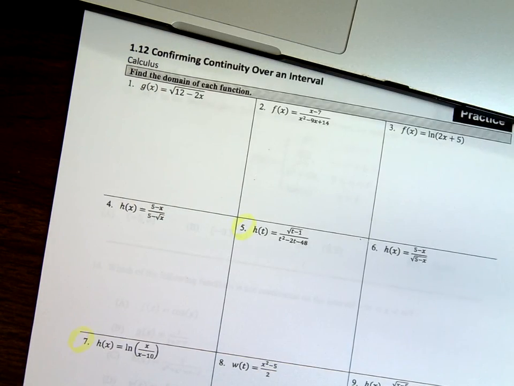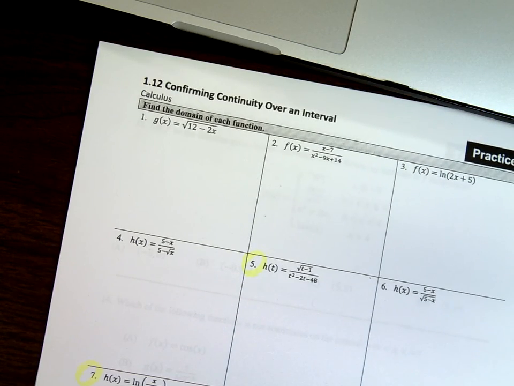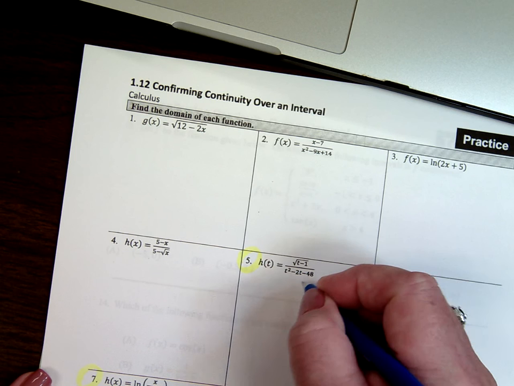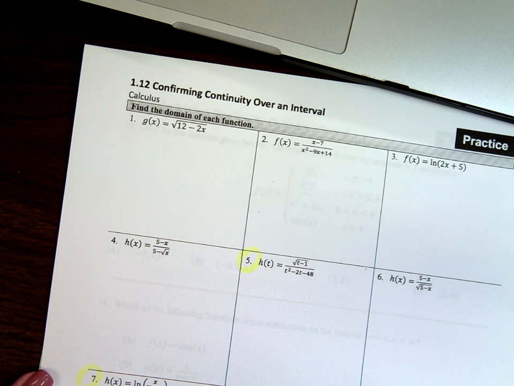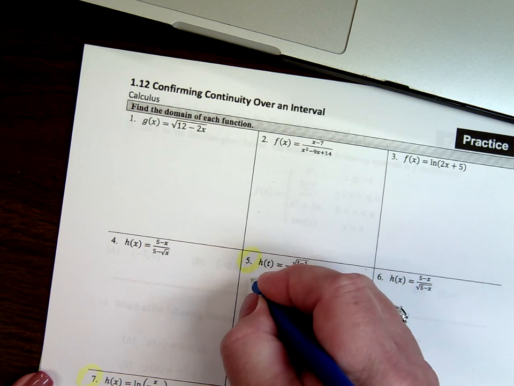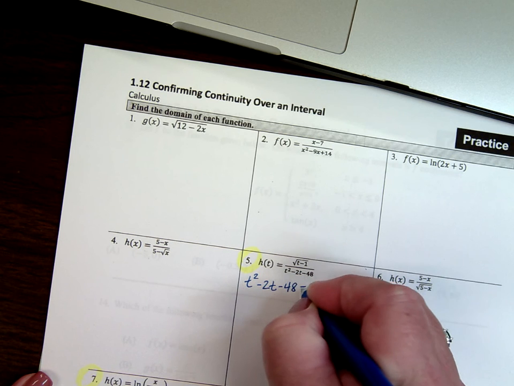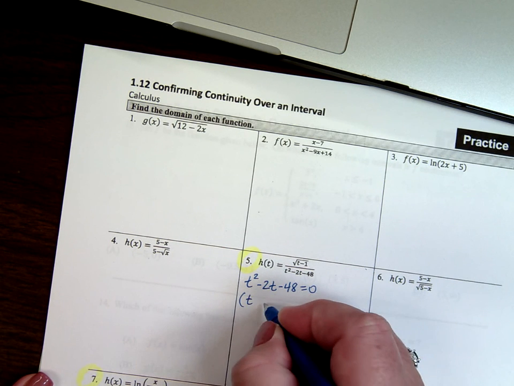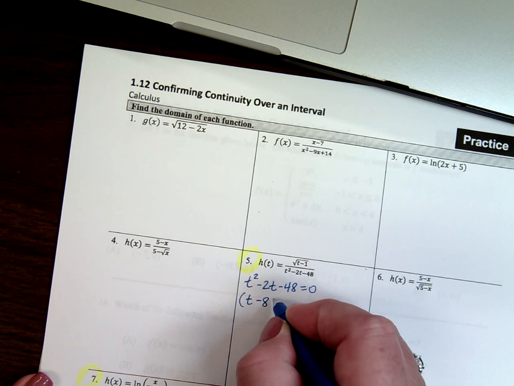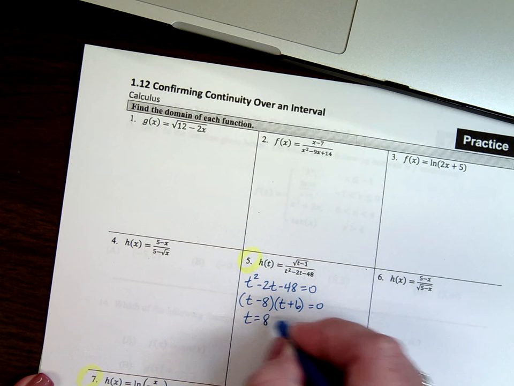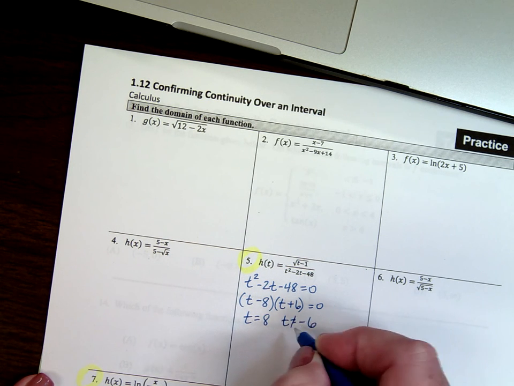All right, number 5, find the domain. Question number 1, remember there's 3 issues: denominators, even roots, and ln's, logarithms, okay? So you're looking to see if you have any of those things. And obviously you've got a denominator. Denominator can't be 0. You're going to figure out what causes the 0. So you're going to take t squared minus 2t minus 48, set it equal to 0, factor it. Lucky for us it does. What, 8 and 6? So t equals 8 and t equals negative 6 are going to give you 0 denominators. That's what it can't be.